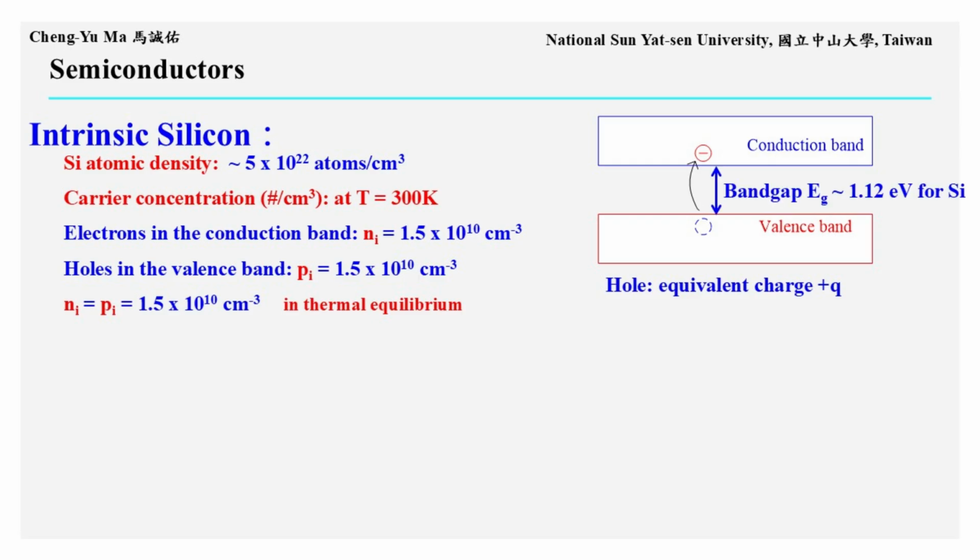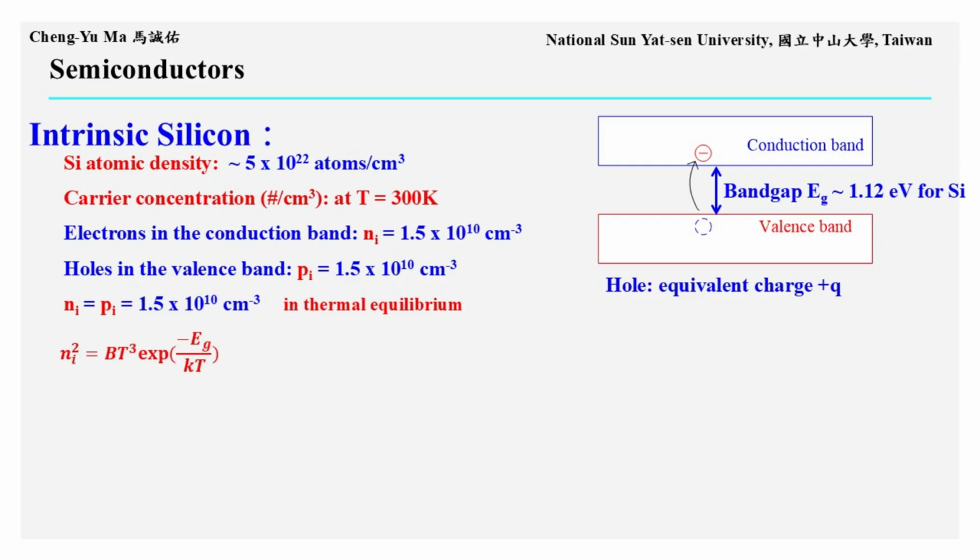The intrinsic carrier concentration is formed because valence electrons in the valence band absorb thermal energy from the environment and transition to the higher energy conduction band, generating conduction electrons and holes. Therefore, the intrinsic carrier concentration is strongly related to the environmental temperature. It is also related to the energy difference between the conduction band and the valence band. This energy difference is called the band gap, represented by Eg. For silicon, Eg equals 1.12 electron volts.